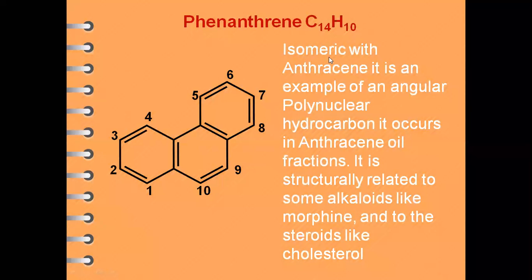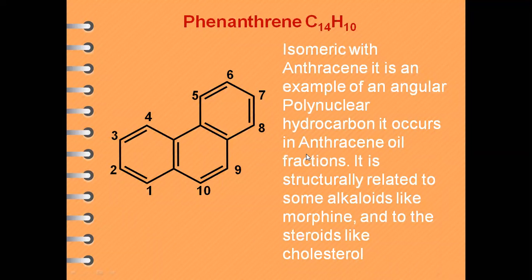But now, it is an isomer of anthracene. What is the meaning of the word isomer? Isomer is nothing but same molecular formula but different structural formula. We know the meaning of the word isomer. So this phenanthrene is isomeric with anthracene, and it is an example of an angular polynuclear hydrocarbon. Just now we discussed that it has the fusion of all those benzene rings at an angular position. So at an angle they join with each other. It occurs in the anthracene oil fraction. So whenever we obtain phenanthrene, we obtain it from the anthracene oil.